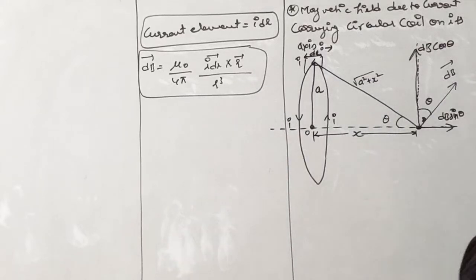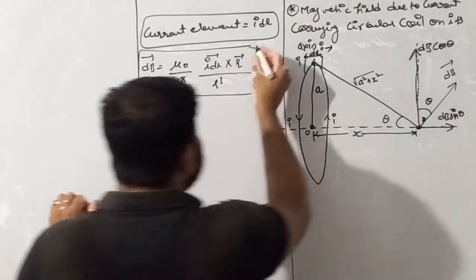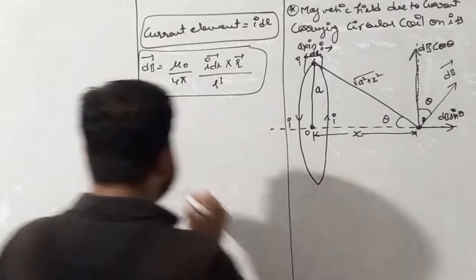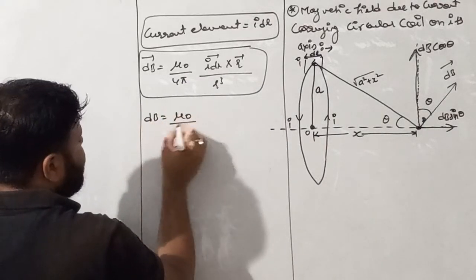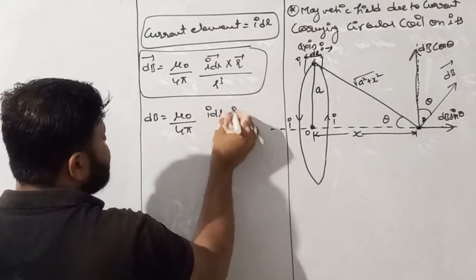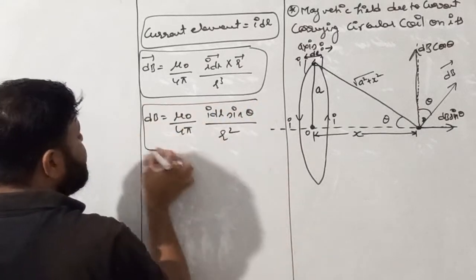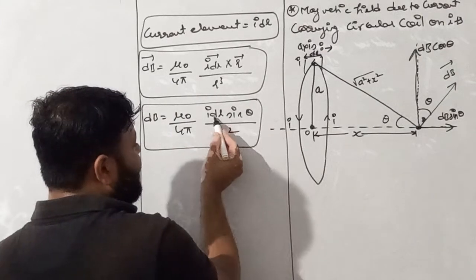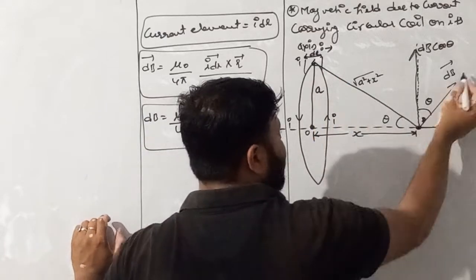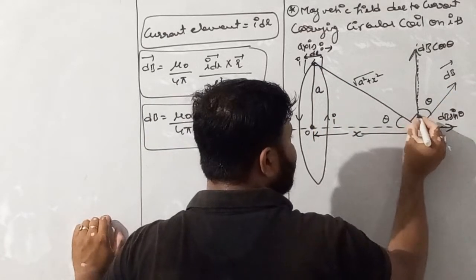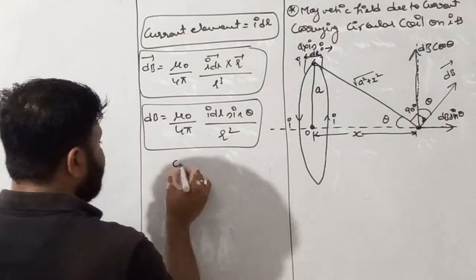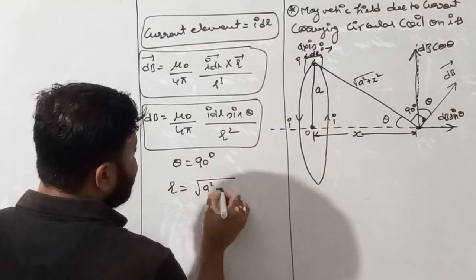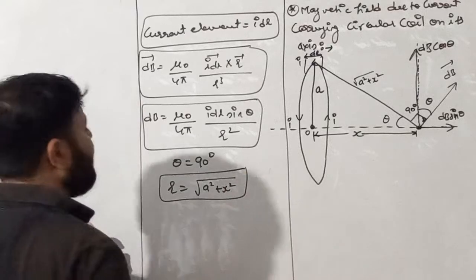Now just try to understand each and every concept. We know the formula of the magnetic field according to the Biot-Savart law: dB equals mu naught upon 4 pi, I dl sin theta upon r squared. This is the value of the magnetic field according to the Biot-Savart law. Theta is the angle between I dl and r. So this is r and this is the magnetic field, so this angle must be 90 degrees. So here theta becomes 90 degrees and the value of r is under root a squared plus x squared. This is the value of r.